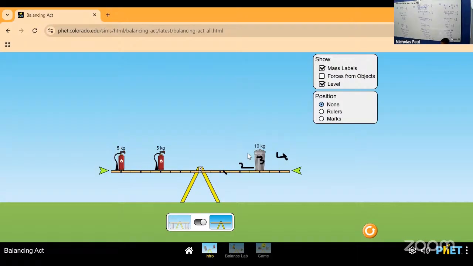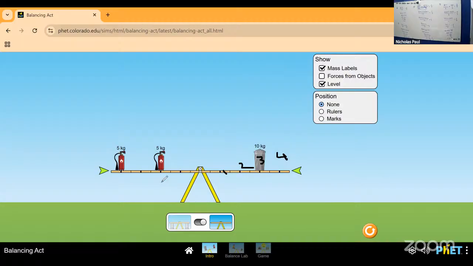The moments to the left equal the moments to the right. What do you call the moment to the left again? Clockwise or anti-clockwise? Anti-clockwise. And on the right is? Clockwise. So the law that we learned here is that the sum of the clockwise moments equals the sum of the anti-clockwise moments. I want to show you via calculation.